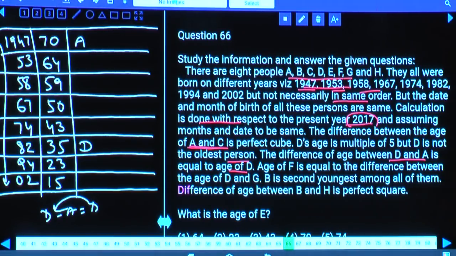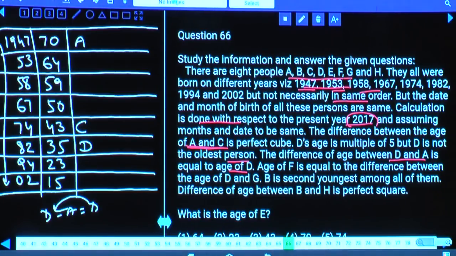70 and 23, what is the difference here? 47 is not a perfect cube. 70 and 15, that is 55, not a cube. Hence, what is the only perfect cube here? 70 and 43. What is the age of C? C must be 43. Now we are able to determine the ages of these 3 persons.